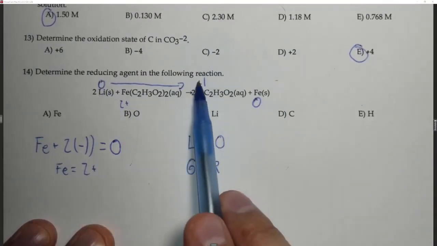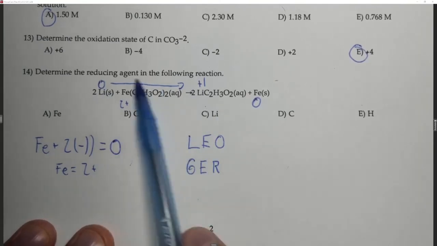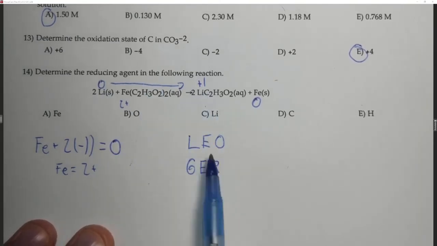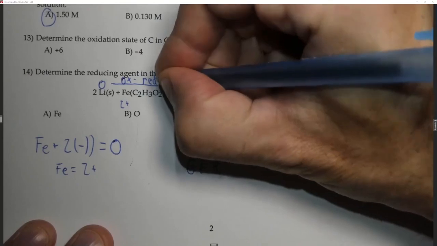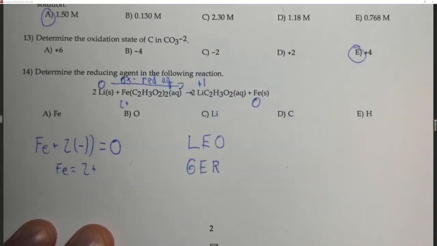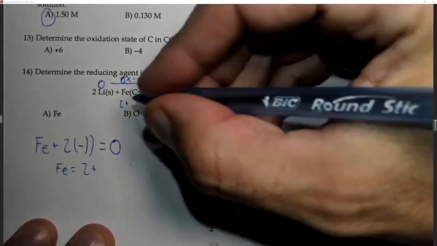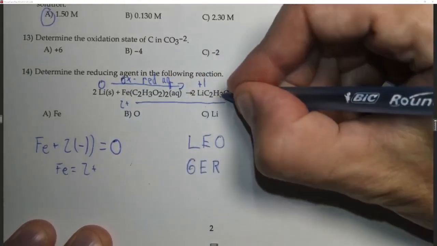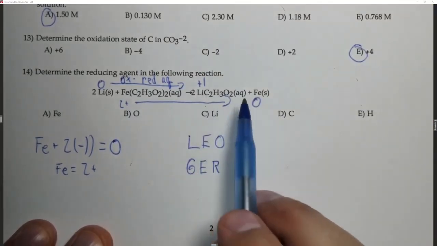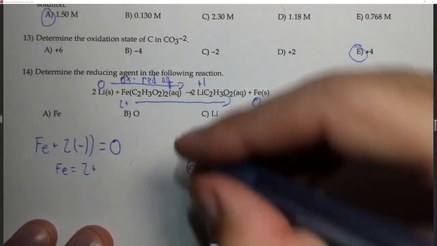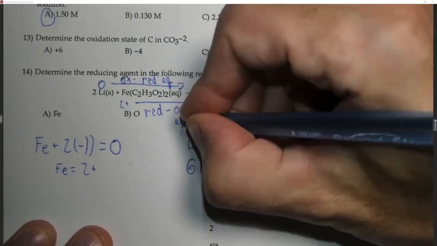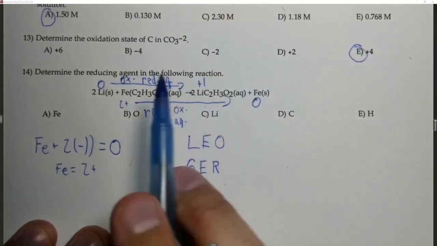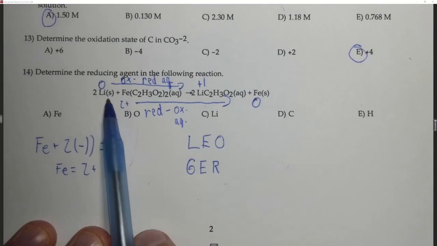Going from 0 to +1 is losing an electron. It became more positive. It lost an electron. This is oxidation. Said another way, this is the reducing agent. If we look at iron, iron went from +2 to 0. It gained 2 electrons. Gaining electrons is called reduction, or this is the oxidizing agent. It ultimately asks us what's the reducing agent, and the answer is choice letter C, lithium.